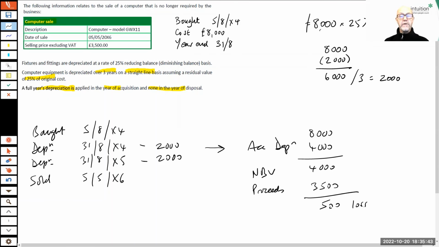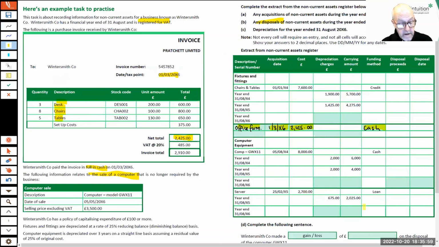I use lots of paper, be it hard copy or electronic, for scribbling lots of workings on, and I strongly recommend doing that. So now let's see how this is reflected in the register. So the item that we have sold is this. Sure enough, here we can see the entries relating to the depreciation that's already there, and a lot of it's been done for us.